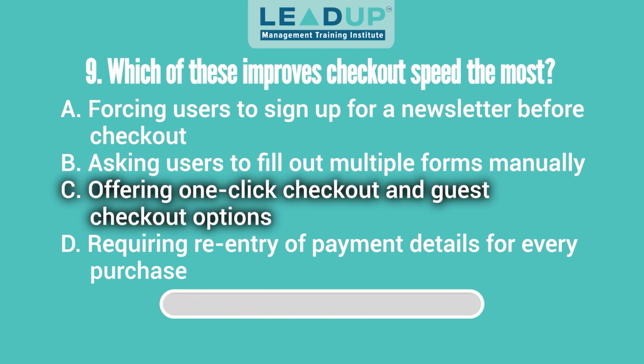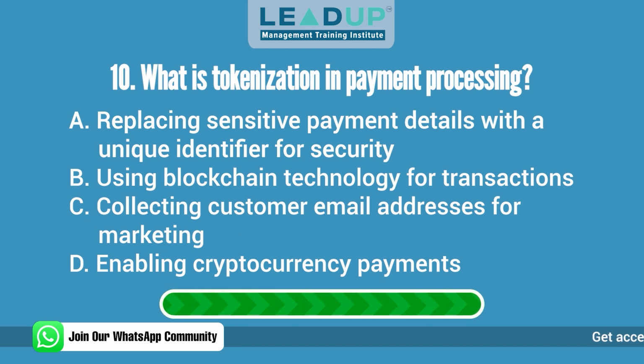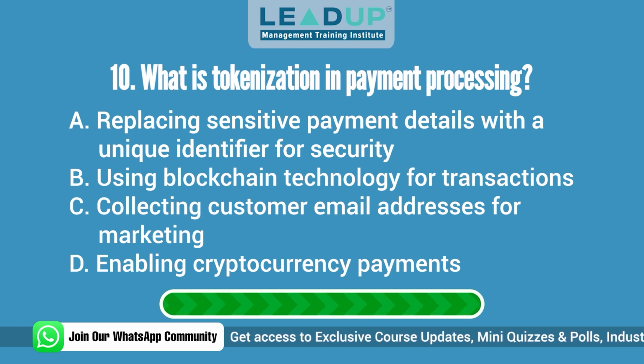Answer: offering one-click checkout and guest checkout options. Question 10. What is tokenization in payment processing? A. Replacing sensitive payment details with a unique identifier for security. B. Using blockchain technology for transactions. C. Collecting customer email addresses for marketing. And D. Enabling cryptocurrency payments.